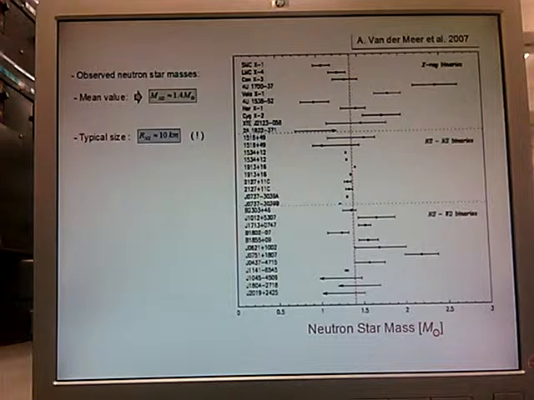So last time we were talking about generic properties, and we've already said that the average mass is 1.4 solar masses, and that the average size is something like 10 kilometers. And we'll discuss later one way in which we can really estimate what these masses are. And here is just a plot showing the variability of that.